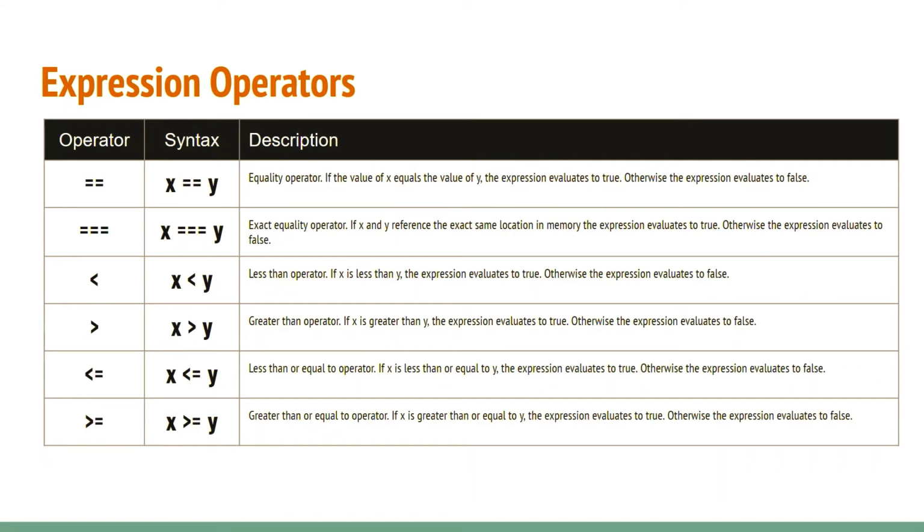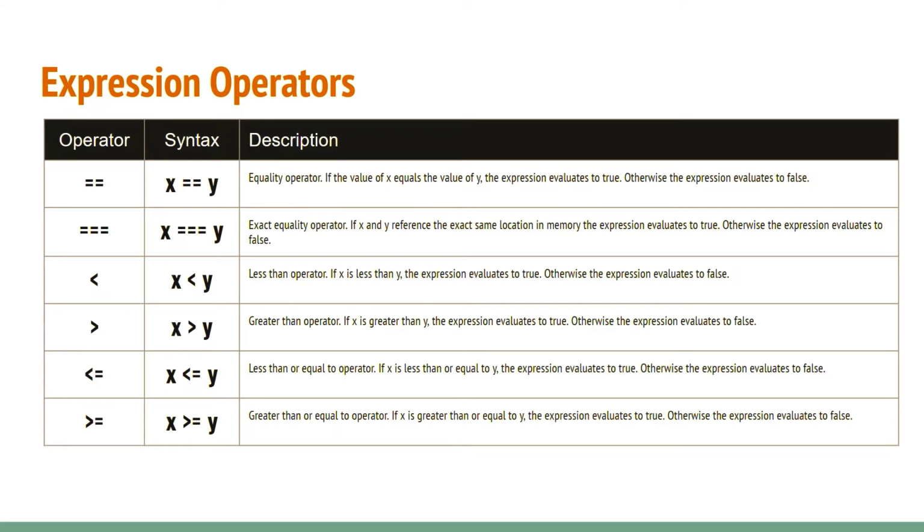Then we have equal to, that is the equality operator. If x is equal to y, the expression evaluates to true, otherwise false. Then we have the exact equality operator, where we use three equal signs. If x and y reference the same exact location in memory, the expression evaluates to true, otherwise the expression evaluates to false. Then we have the less than operator, which we are very aware of.